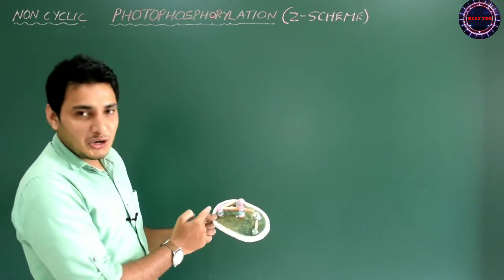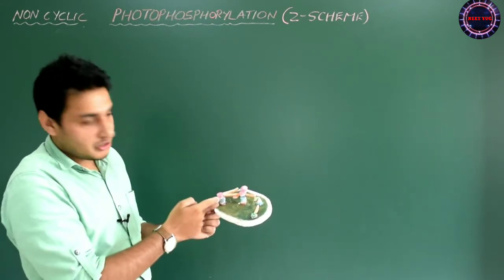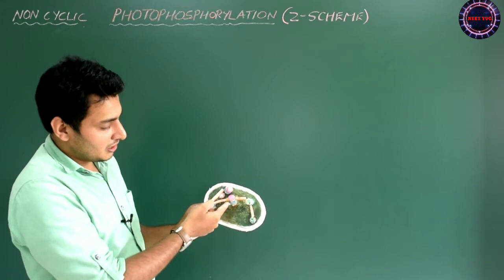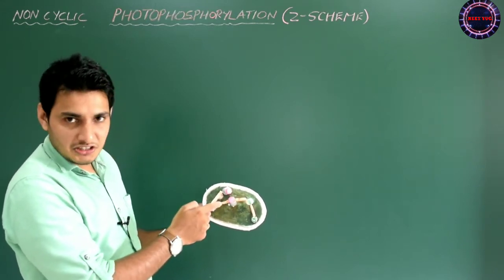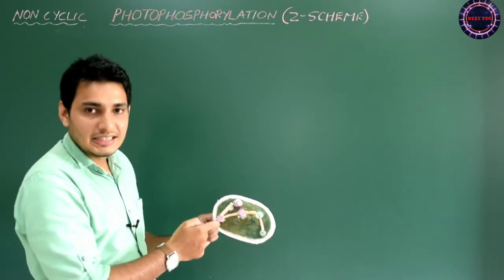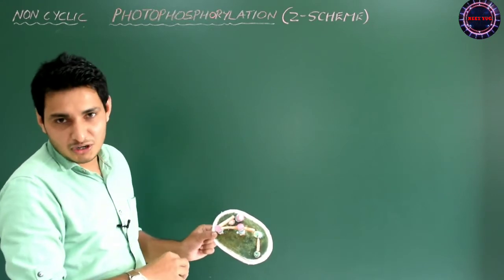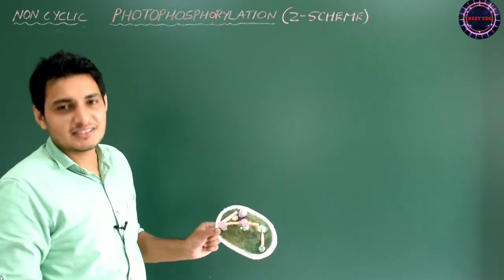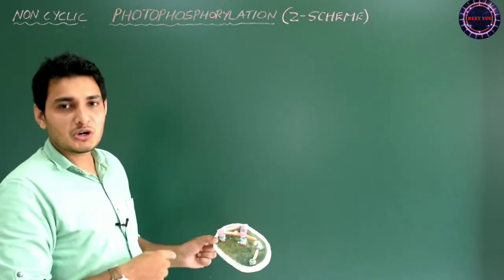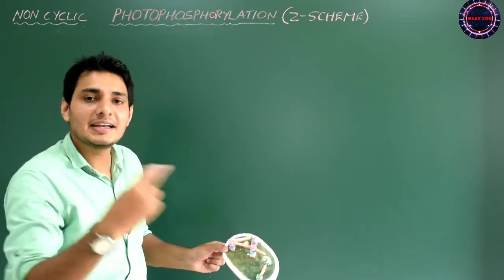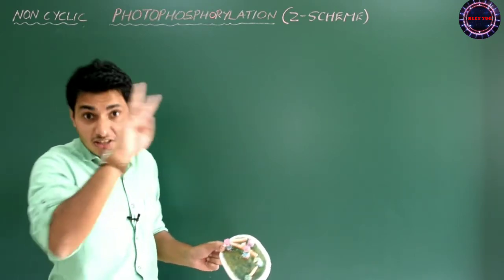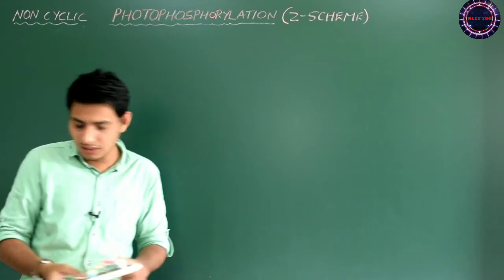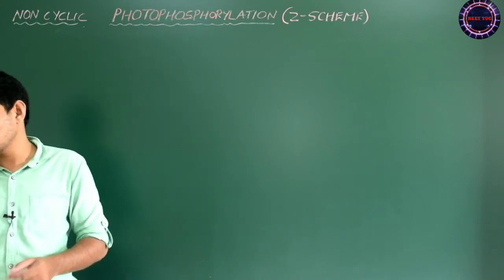Within the thylakoid, non-cyclic photophosphorylation occurs. Within the stroma lamella, the bridge you see here, cyclic photophosphorylation occurs, where only ATP is synthesized. But in non-cyclic photophosphorylation, ATP as well as NADPH will be synthesized. These are the two major differences between cyclic and non-cyclic photophosphorylation.